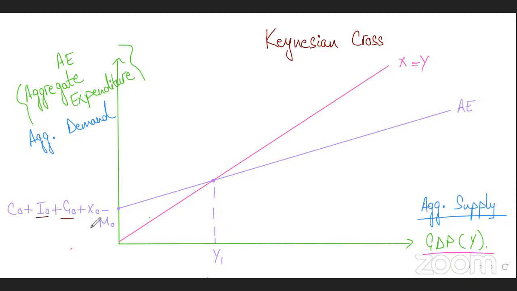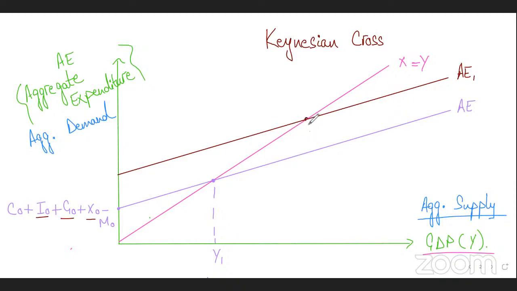Now, if any of these components increase, have a look at this. If investment increases, government spending increases, or exports increase, what happens? The entire aggregate expenditure graph will shift upwards in a parallel way, and it will move from AE to AE1, right? Let's say AE1. Now you have to listen to this carefully, right? Now, where's the new equilibrium level of GDP?